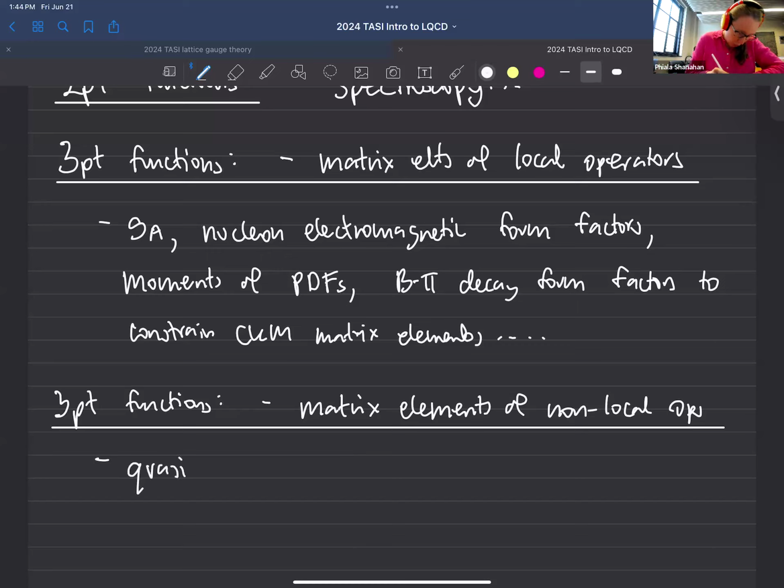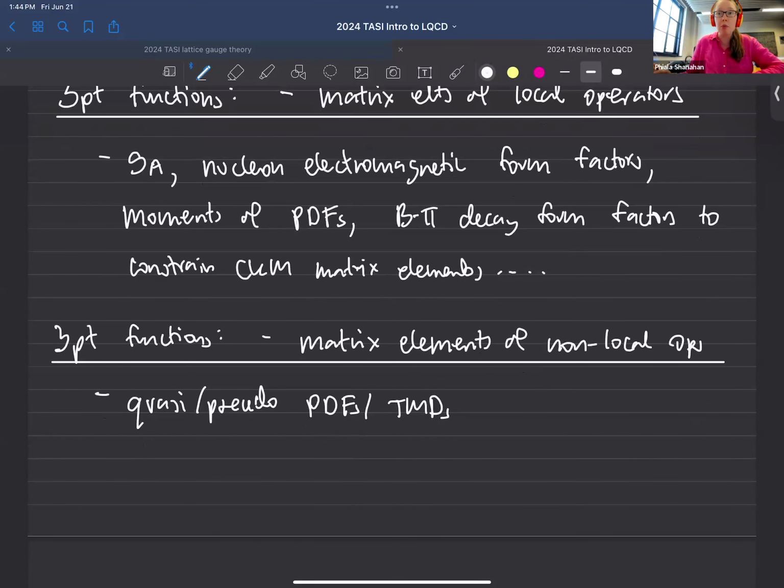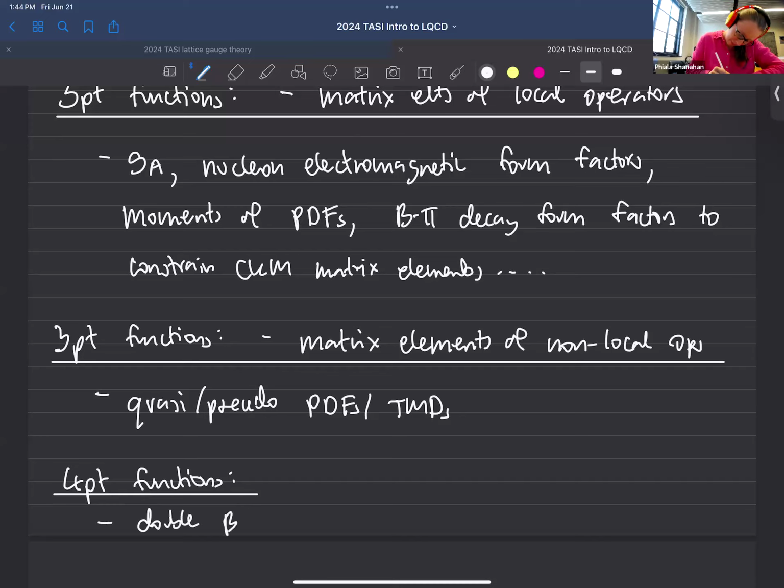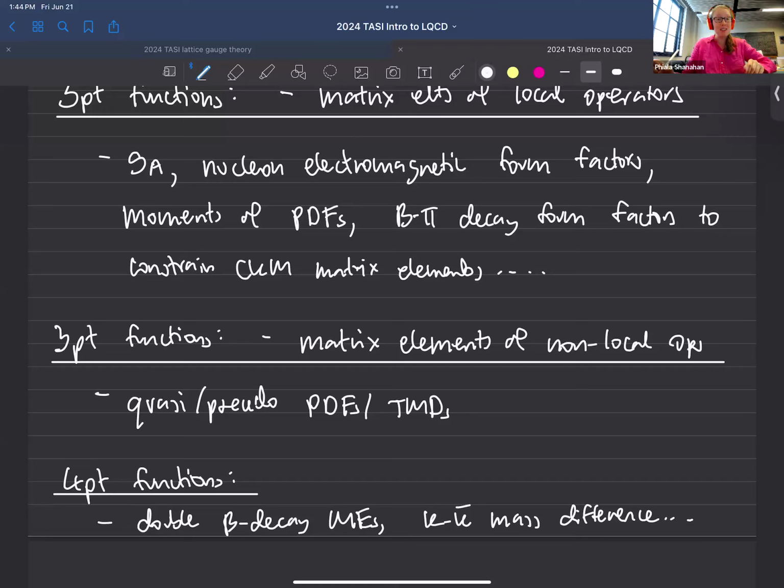Those types of frameworks are called things like quasi or pseudo PDFs or TMDs. Or you might calculate higher point functions for other observables. So 4-point functions, for example, they come up if you want matrix elements relevant to, say, double beta decay. Or K-Kbar mass difference. So they start getting more expensive and more difficult to compute as you go to higher point functions. 4-point functions can get quite computationally tricky, but you see the general picture that if you can write it as some sort of a matrix element, you can then go and compute that matrix element in terms of correlation functions.